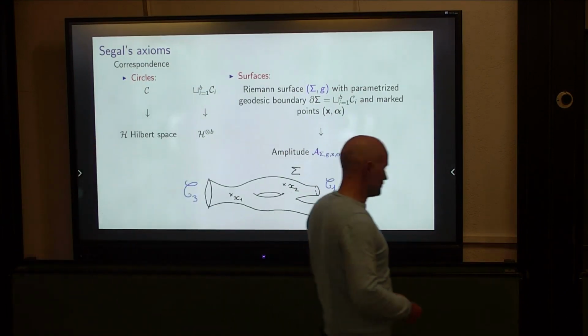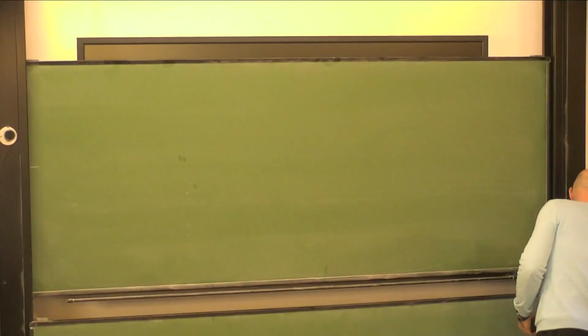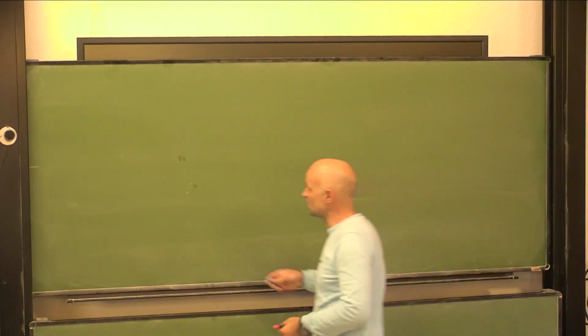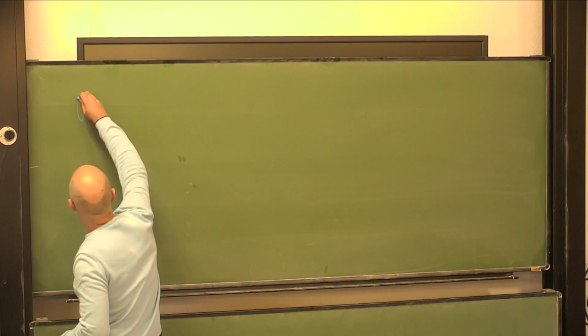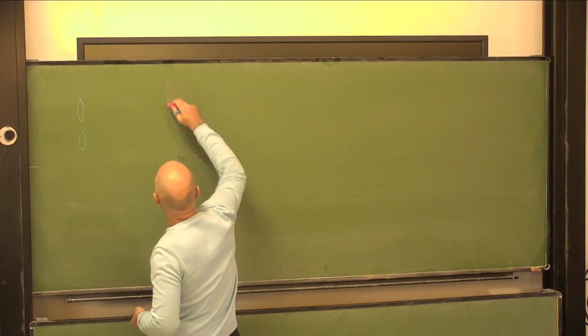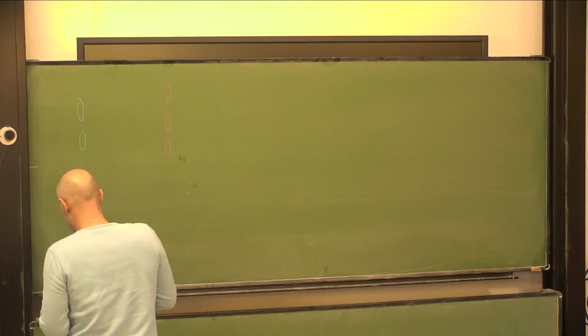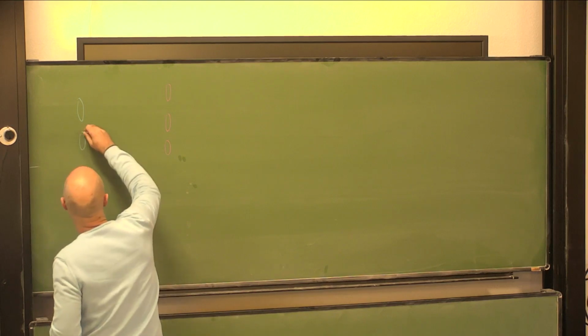Let me draw a picture to explain why you have this. Basically, you will consider Riemann surfaces with boundary, something like this. The boundaries will be the boundary components of your Riemann surface. And in between, you will have a Riemann surface.